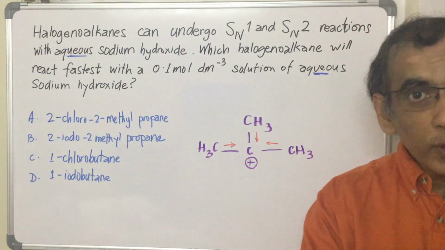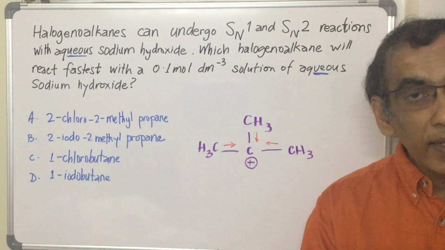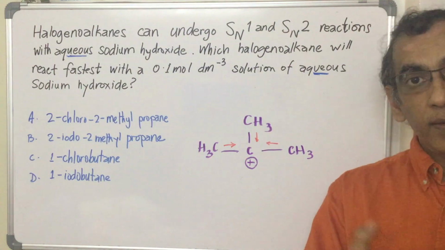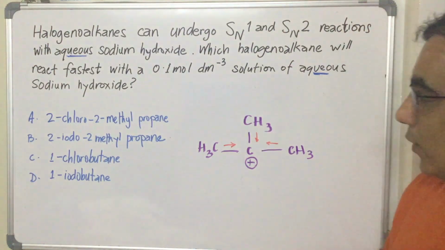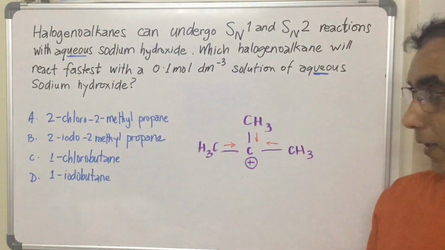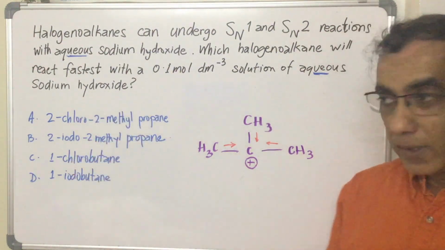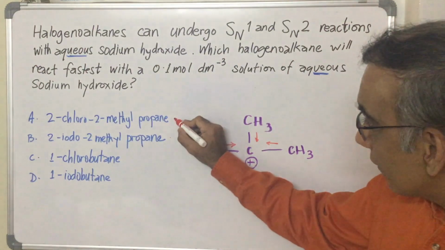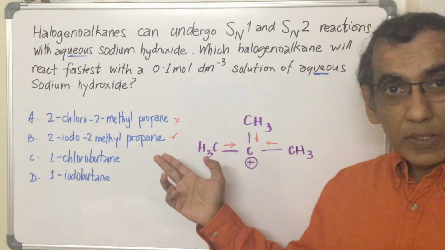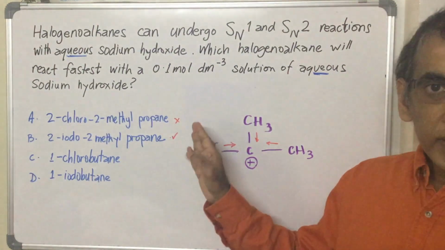Now, what you should know previously is that iodine is a better leaving group than chlorine. So therefore, if you compare A to B, then you know that B, because it has iodo instead of chloro as the leaving group, B would be much faster than A. So now you know that B is a possible answer and A has been eliminated.